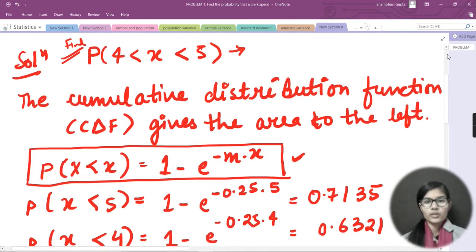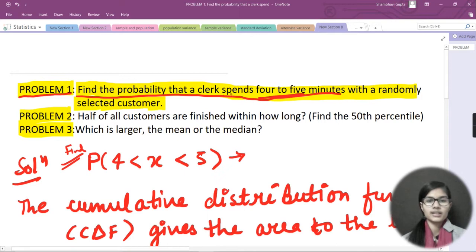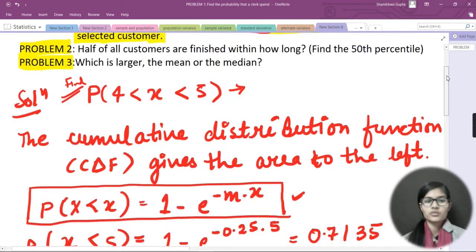Now what was my question? My question was to find the probability that a clerk spends 4 to 5 minutes with a randomly selected customer. It was asking me to find the probability of 4 less than x and x less than 5. Let's say this x is my customer. Here it was asking 4 to 5, so I wrote 4 on this side and 5 on this side. Fine, this thing is done. Now, with a randomly selected customer, it was asking me to find the probability.